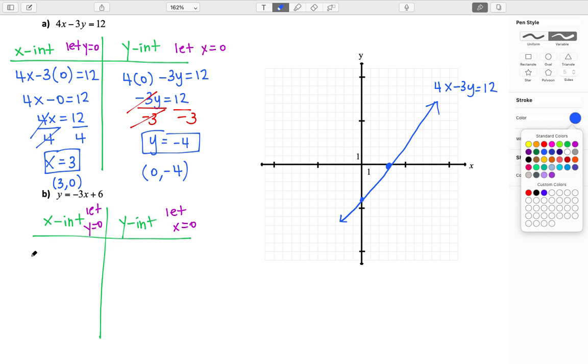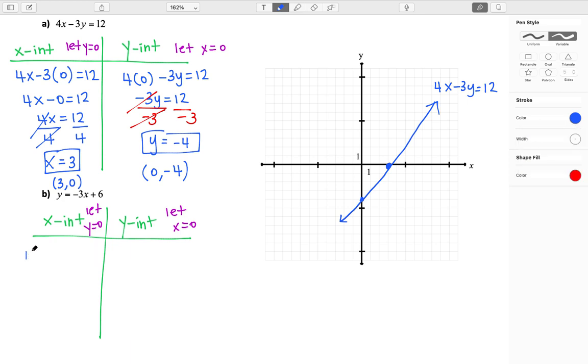All we need to do is plug it in. So instead of writing y, we are plugging in y as 0. I'm going to move negative 3x to the left side, so it becomes positive 3x. Divide both sides by 3, and x is 2. So it looks like it's 2, 0. For the y-intercept, we're plugging in 0 for x. This becomes 0, so the y-intercept is 6.